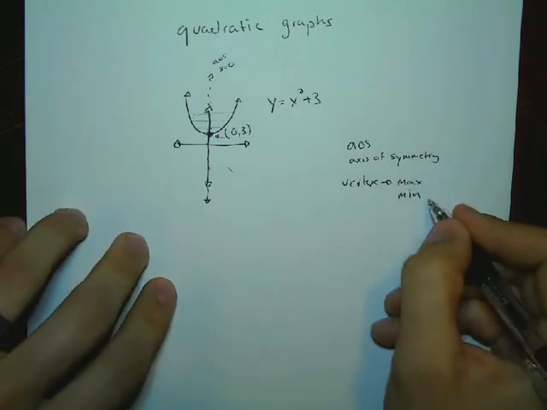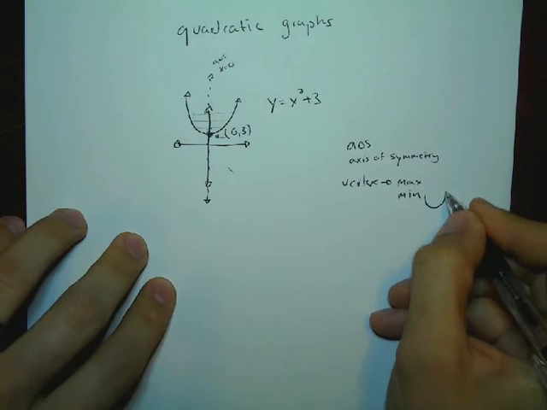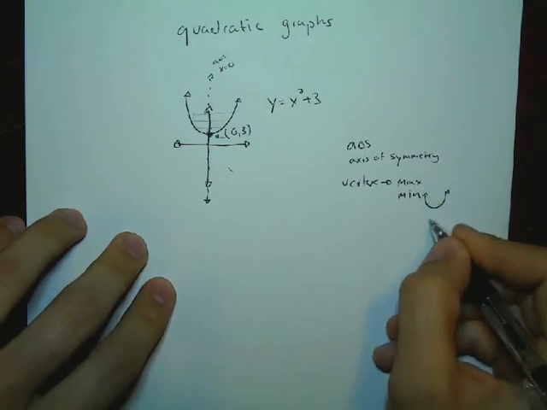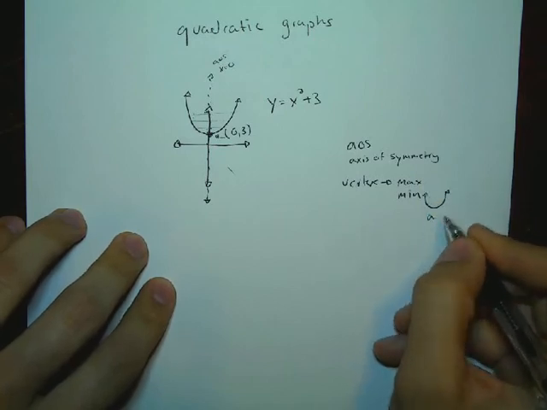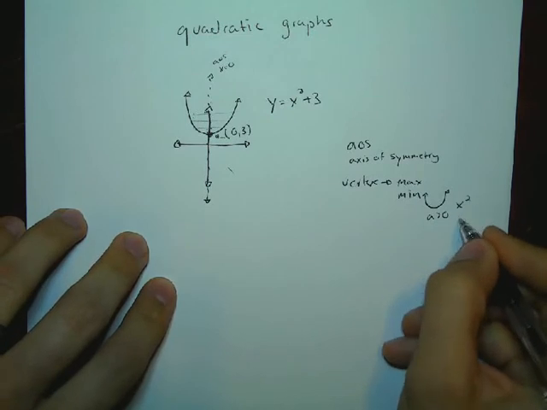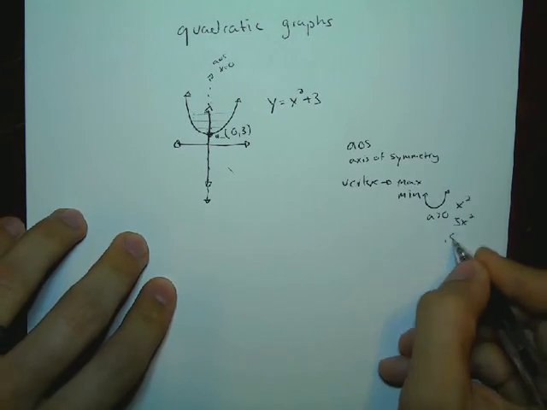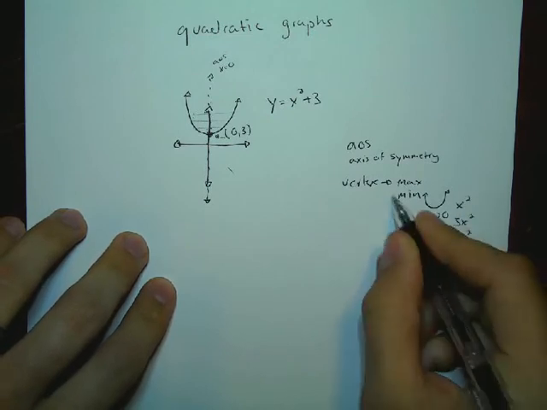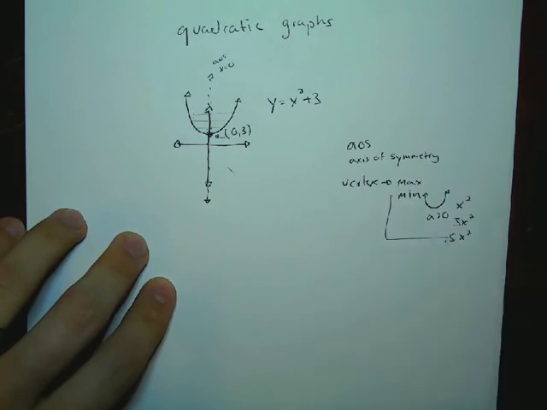So graphs with a minimum will have a U shape. They'll have an a value that's greater than 0. So for example, x squared, 3x squared, 0.5x squared. These are all minimum, or they will all have a minimum, but no maximum, because they are positive and will continue to increase.